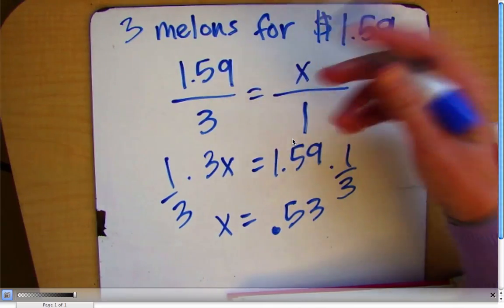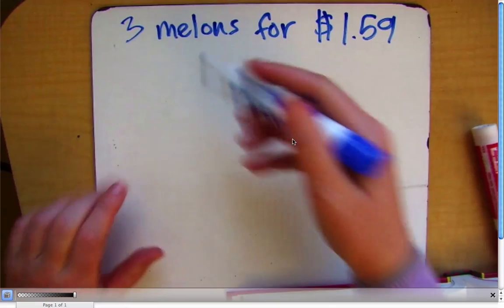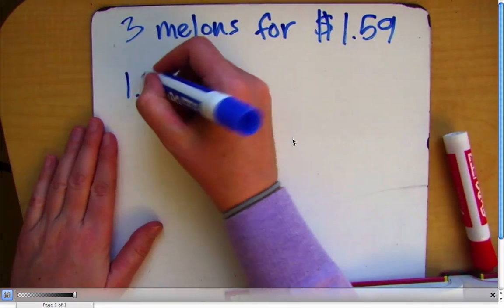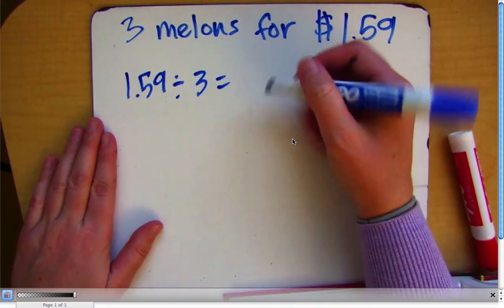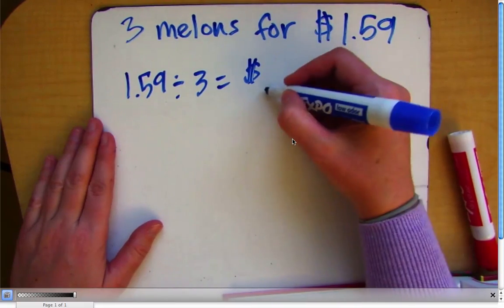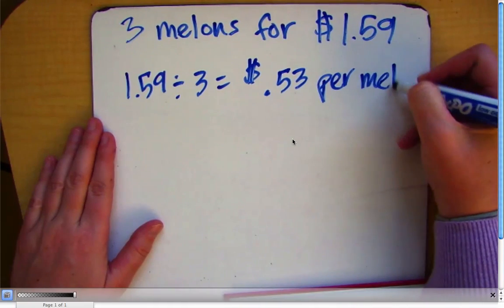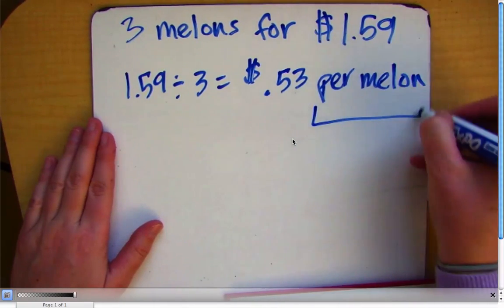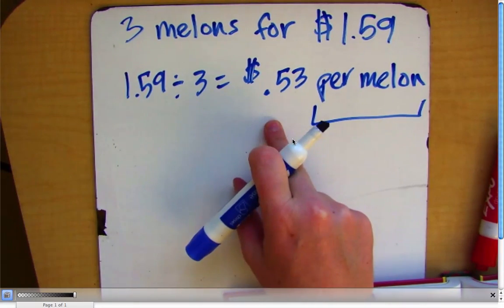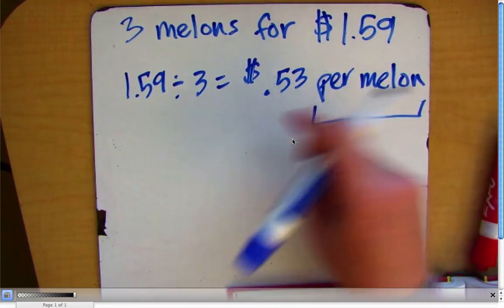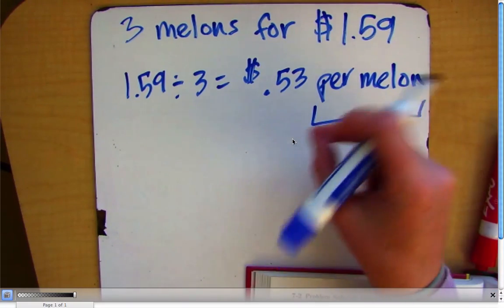Okay? So the unit rate for these melons would be $1.59 divided by 3 would equal 53 cents per melon. This part of your unit is important because 53 cents is not saying everything. It's 53 cents per melon. So you need to write this all out. That's your entire correct answer. Okay? So that's all you have to do.